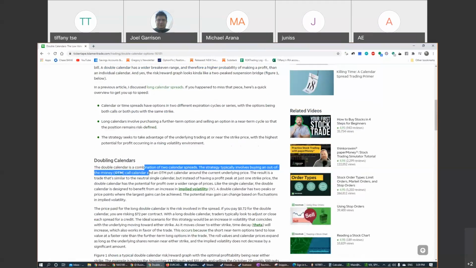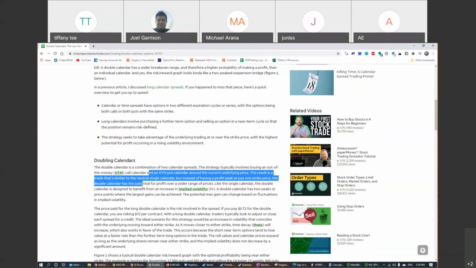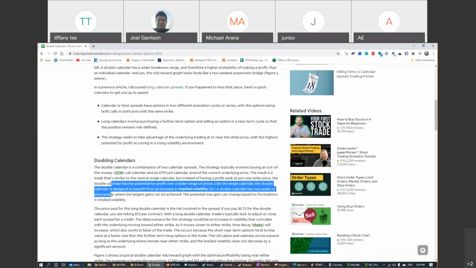So, double calendar, a combination of two spreads. This strategy involves buying an out-of-money call calendar and an out-of-money put calendar around the underlying strike. The result of the trade is similar to a neutral calendar, but instead of having a profit peak at one strike, it's designed to potentially profit over a wider range.